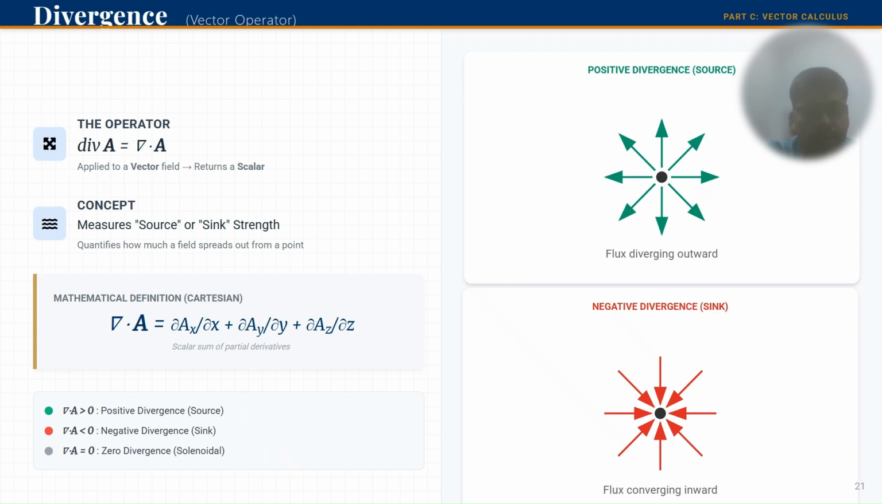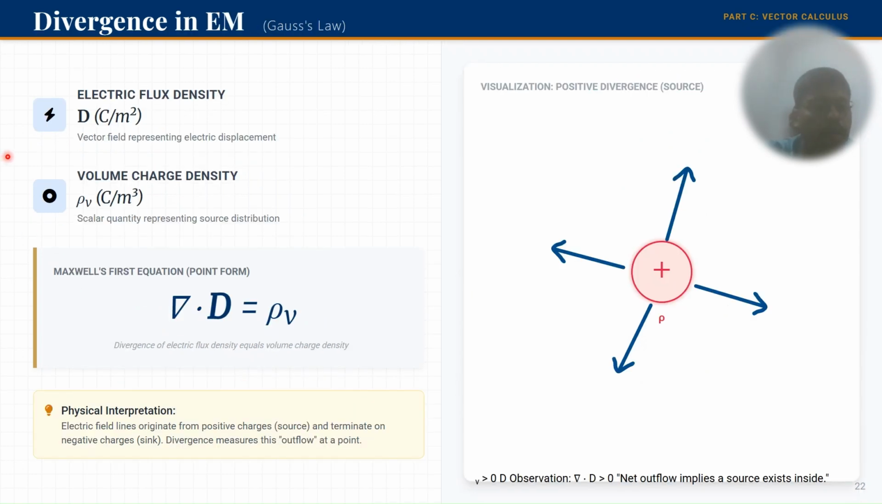So here the result will be the scalar quantity. Now divergence of any vector field, that is D, the electric flux density, is related to the volume charge density. So that is where we apply the divergence. This is one of the Maxwell equations, which is known as Gauss's law.